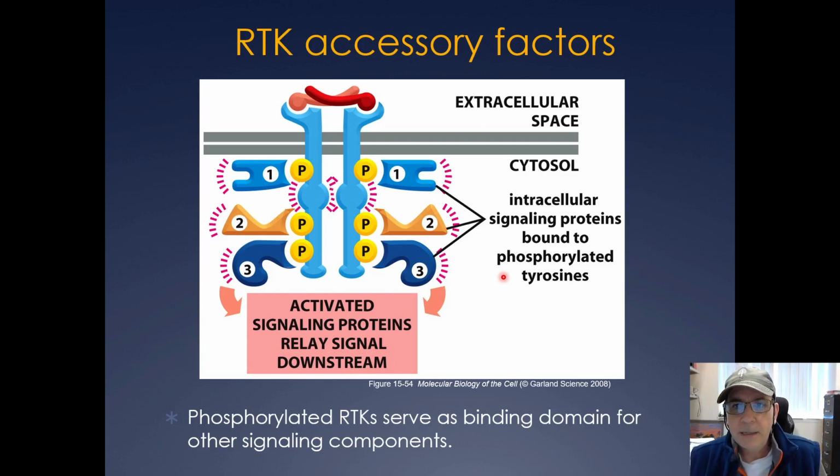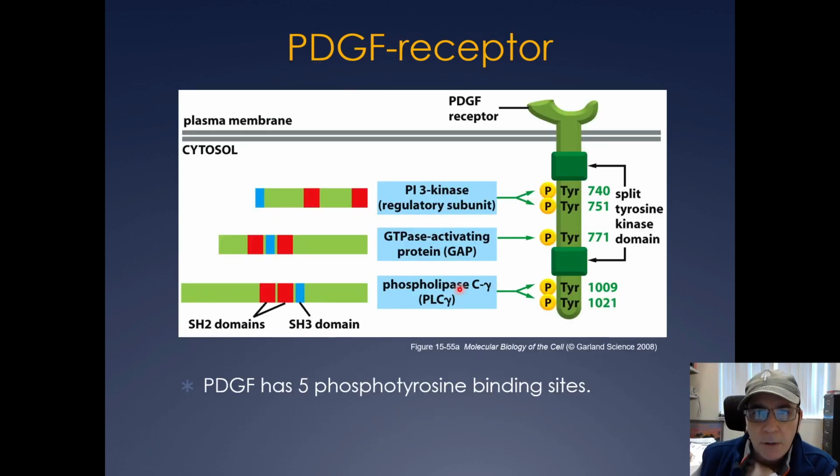So the RTKs also have a whole bunch of accessory factors. Once they've transphosphorylated themselves and are activated, these phosphotyrosines often serve as docking sites to recruit other accessory factors to them, and then they can go on to signal other proteins. And here's a better example of this. This is the platelet-derived growth factor receptor.